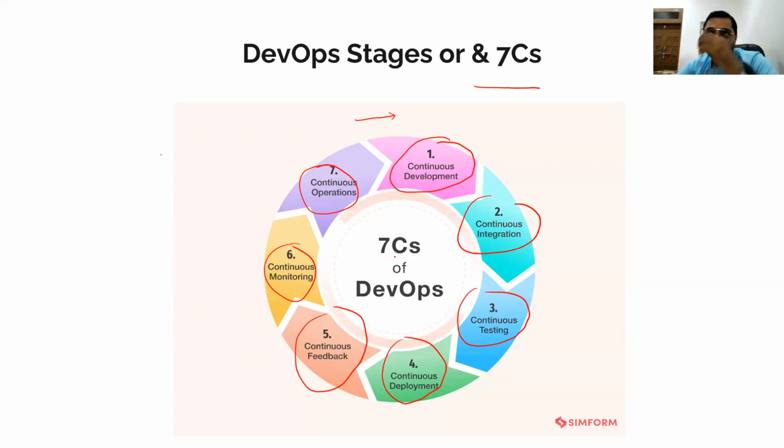But it was not possible with Agile or Waterfall, because with Waterfall we were not able to go back to the previous stages. And with Agile there was no continuous feedback and continuous monitoring, which we don't have with Agile. So with DevOps, you have continuous deployment, continuous feedback, continuous monitoring, continuous operations. These are the 7 C's, which are very important for DevOps, and with these 7 C's we can achieve the DevOps process completely.